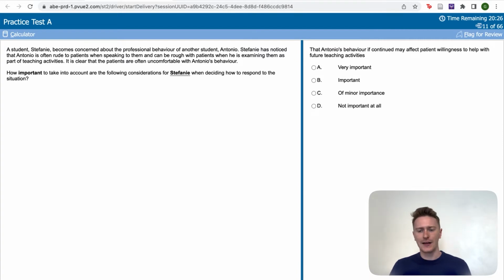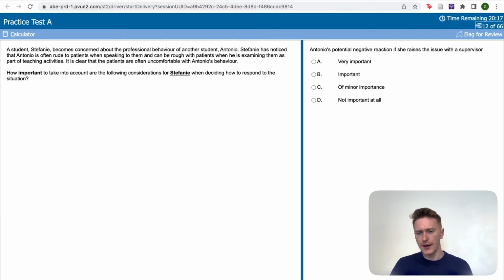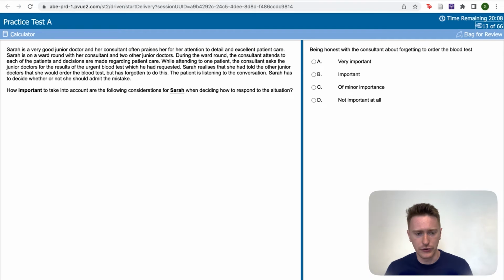This is a secondary consideration, but it is still important. It's not of minor importance because teaching is important. So B is probably more fitting. Antonia's negative reaction. Again, this is more about her feelings, and I don't think feelings are very well valued in situational judgment tests in general, so not important at all.